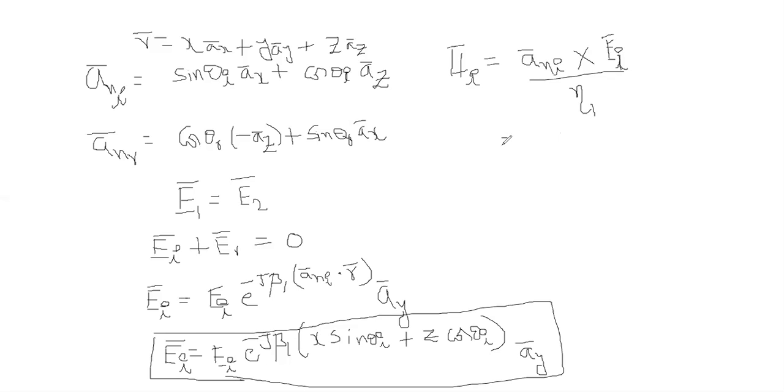Okay. That is equal to, now I am taking the EI bar and applying the cross product with ANI. Take it as EI into e power minus j beta 1 into, what is the power, x into sine theta I plus z into cos theta I. So carefully observe, my dear students. And here there is an AY bar.